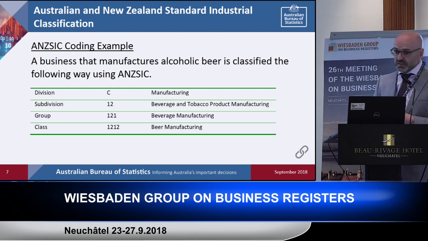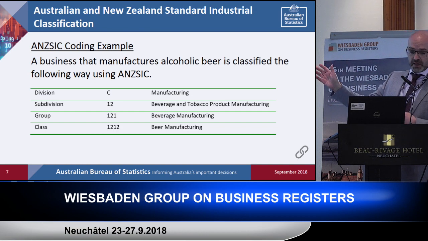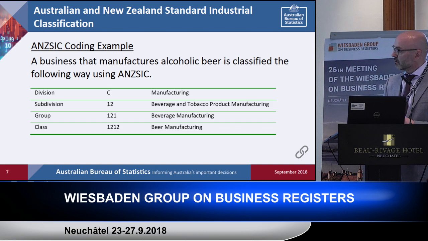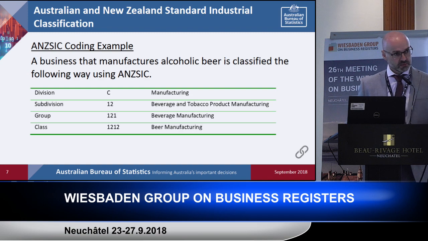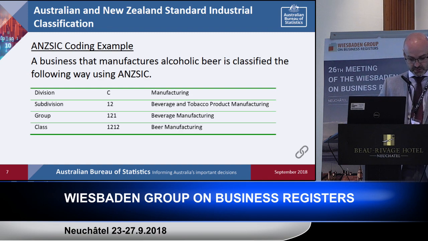Okay, on the screen is an example of the ANZSIC structure that we use at the Australian Bureau of Statistics. It's at the 4-digit level. At the highest level, we have division, then subdivision, group, and then the most detailed level is class. You'll also see an example on the screen of how a business that manufactures alcoholic beer is classified. So at the highest level, it's classified to Division C, which is manufacturing. And at the most detailed level, it's classified to Class 1212, which is beer manufacturing. And that's not unlike some of the other classifications that are operating at the moment.